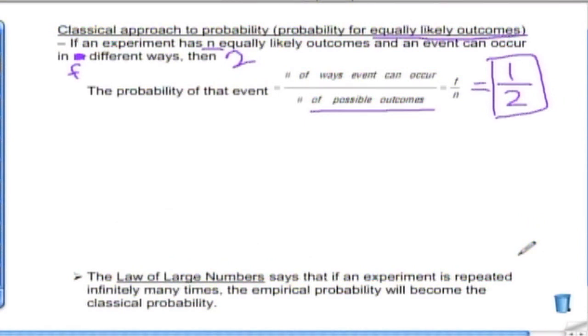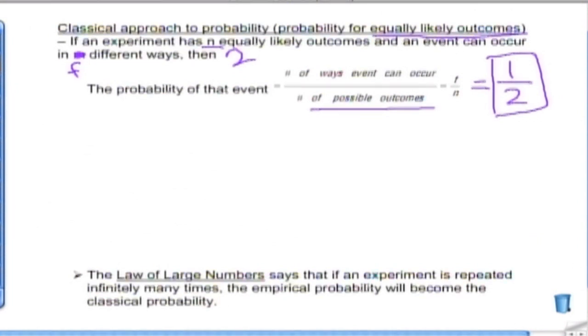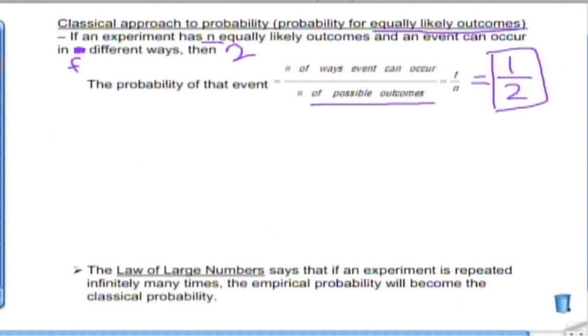Okay. The law of large numbers in statistics says that if we were to repeat that empirical approach infinitely many times, so if we flip that coin again and again and again, infinitely many times, the empirical probability would approach that classical 1/2 probability.